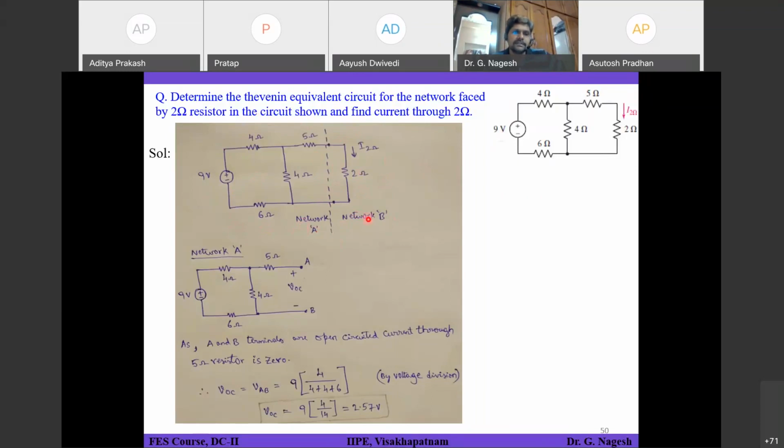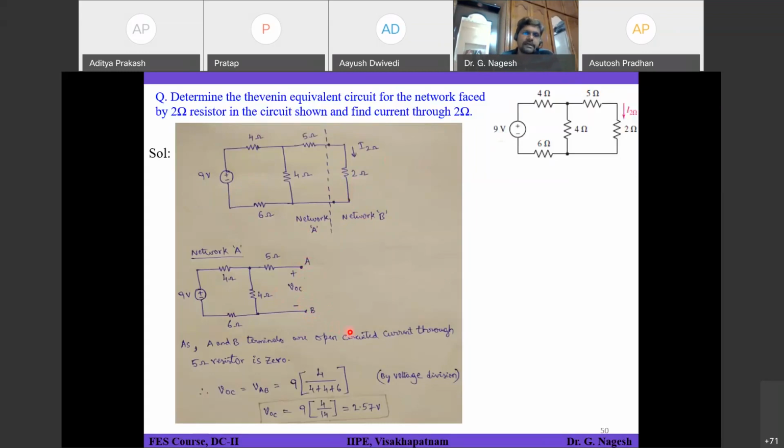Second step is to disconnect network B. That means remove network B from your analysis process first. So I have removed it. And denote the voltage across A and B as VOC. VOC is nothing but VTH in this scenario. So VOC with positive and negative polarity I have given. Now my first job is to find out the value of VOC. If I find that, I have got VTH. So how to find out VOC?